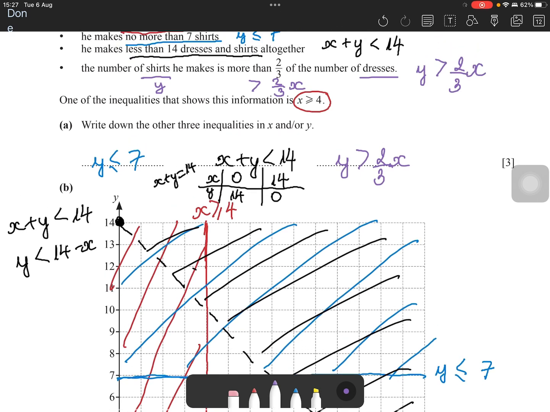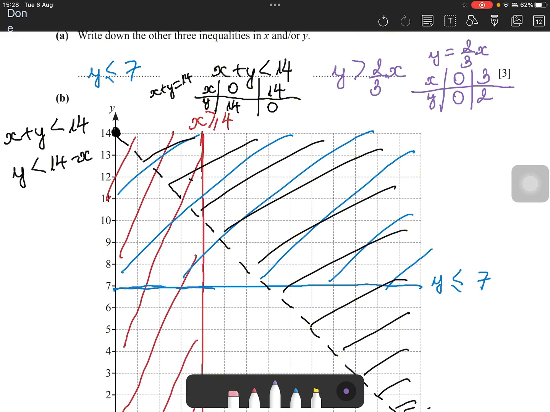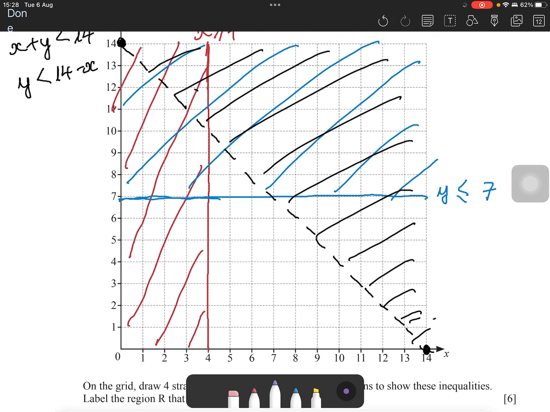for the last one, I'll draw the line y is equal to 2/3 of x. Similarly, I'll draw a table of values for this. When x is 0, y is 0. When x is 3, y is 2. So we'll plot the points (0, 0) and (3, 2). (0, 0) is here. (3, 2) is here.